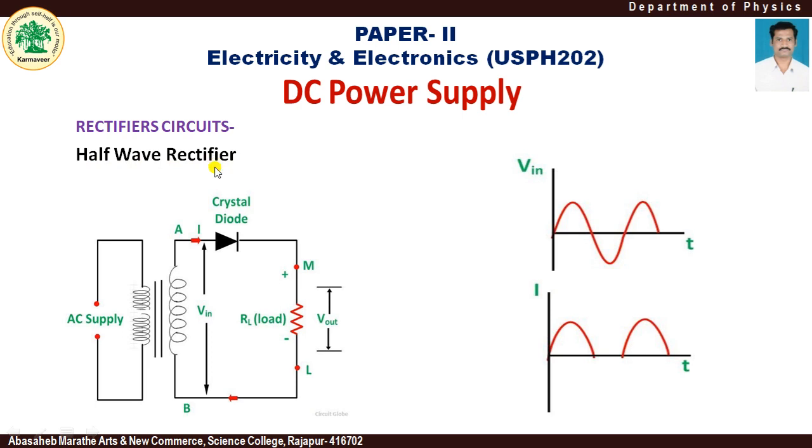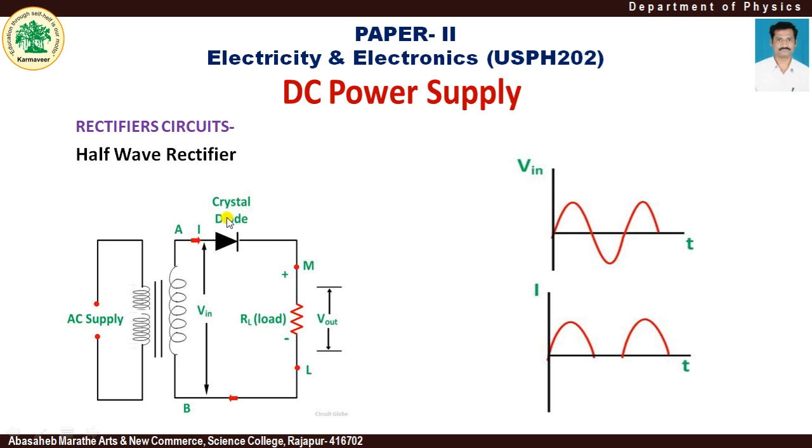Now, the half wave rectifier is the rectifier which converts AC voltage or AC current into DC current or DC voltage during the positive half cycle. During the positive half cycle of the applied AC, and therefore it is known as the half wave rectifier.